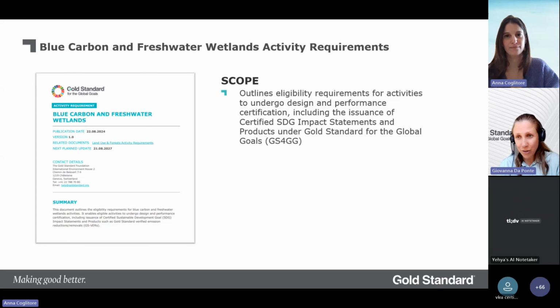So welcome everyone to our today's training, and we will start by looking first at the blue carbon and freshwater wetlands activity requirements. This framework actually outlines the eligibility for projects that are aiming to reduce emissions or enhance carbon storage in coastal and freshwater wetlands. Also important to mention here, it integrates some methodologies and product requirements under the Gold Standard scheme, which ensures projects can be certified and generate sustainable development goal impact products. Next slide, please, Anna.